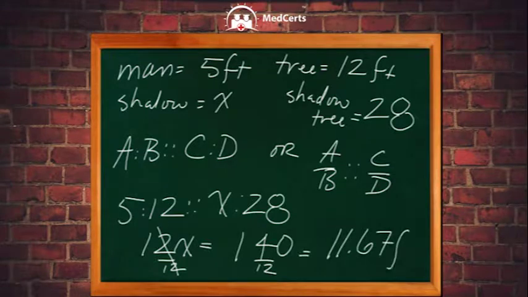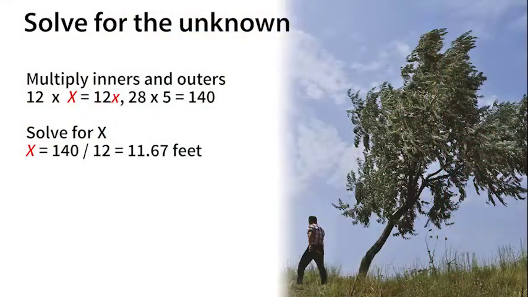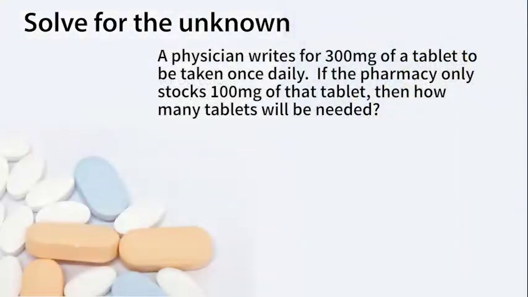11.67 feet. Going back and looking at what we did, multiplying our inners, 12 times x gives us 12x, and 28 times 5 would give us 140. Now let's look at another example.